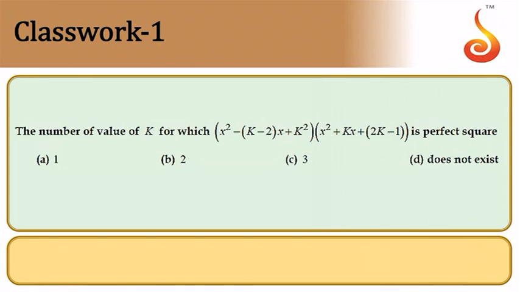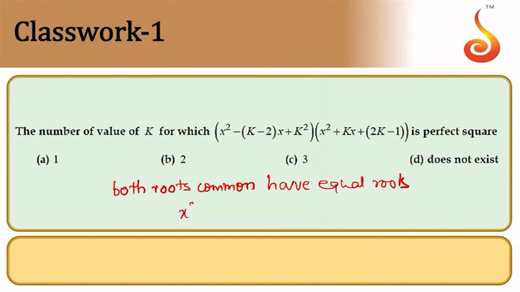Let's start quadratic equation, problem number 1. They might ask one question: the number of values of k for which this is a perfect square. A perfect square is only possible when both have common roots, both roots common. Then only it is possible. They have equal roots.